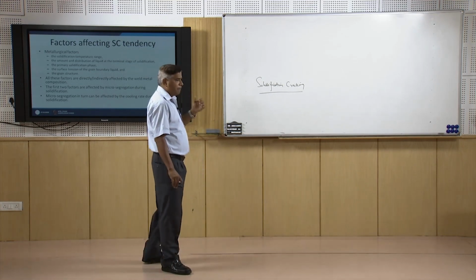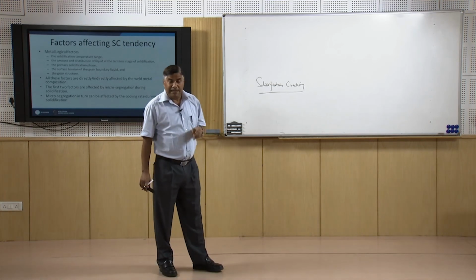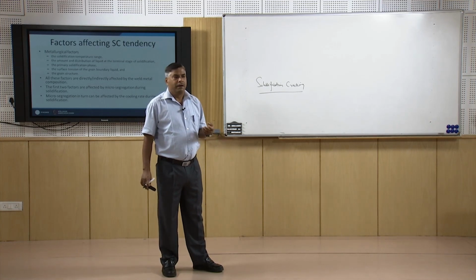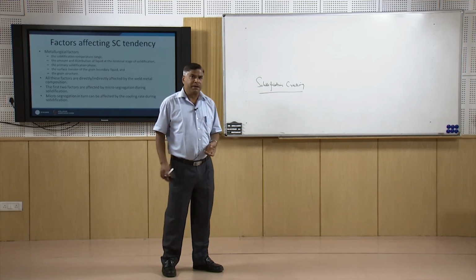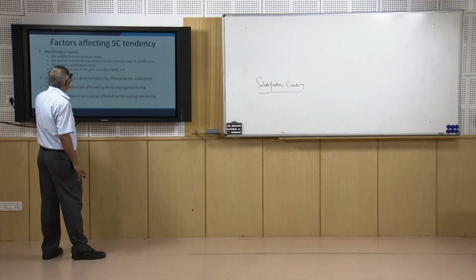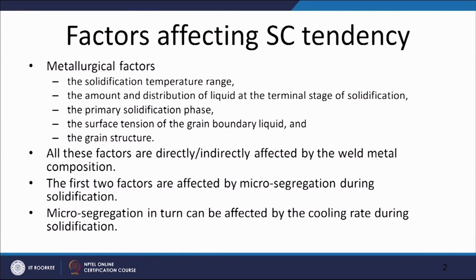That is why the formation of delta ferrite as a primary phase reduces the cracking tendency, as compared to the case when austenite is the primary phase in steels or stainless steels. Then the surface tension: if the surface tension is low, it will form films and layers of low melting point phases, which promote solidification cracking, as compared to high surface tension liquid metal, which will form balls and be present in a very localized manner.